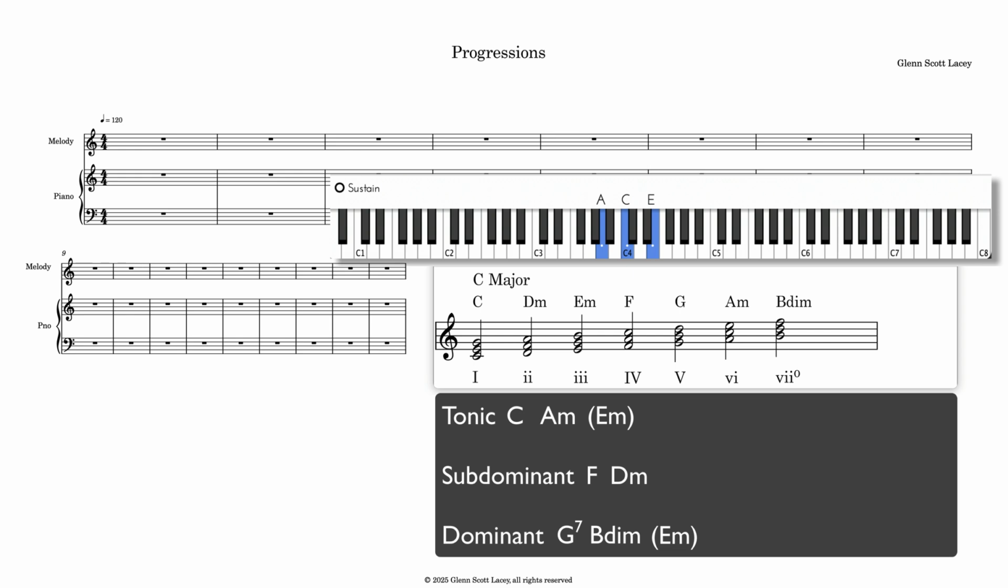Now we start our journey away from home by moving to the D minor chord, our 2 minor chord. Now that's a subdominant chord, so it's as if we've left home and started a short walk, say around the block. Now we come to the 5 chord, or our G7 chord.